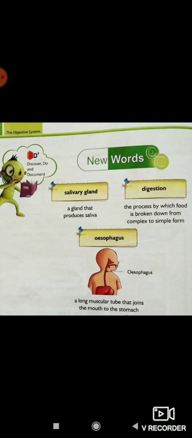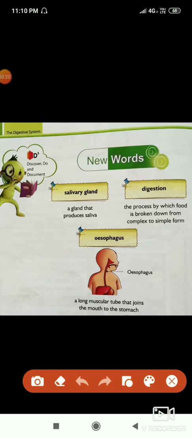So let's start from chapter 1, the digestive system. Let's start from new words. What new words? The first new word given here is salivary gland. This salivary gland is found in our mouth. What is written about it? A gland that produces saliva. Saliva: whenever you eat food, you feel some wateriness in your mouth. That is saliva.